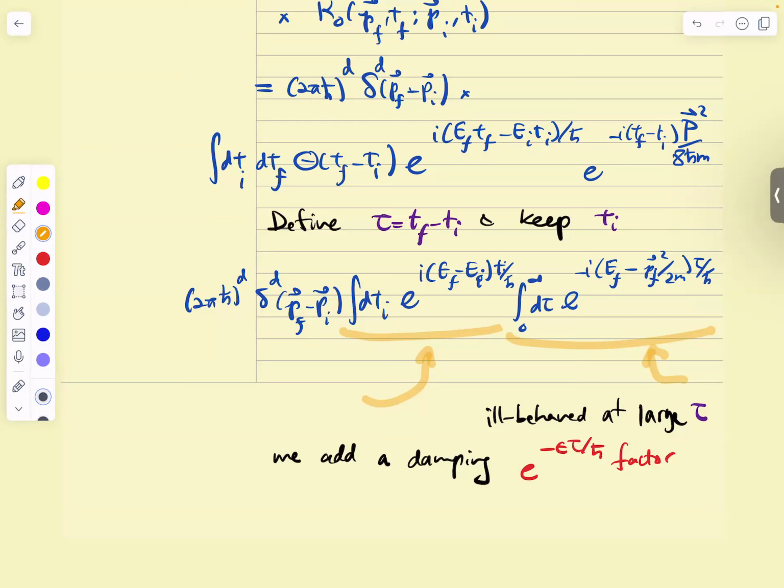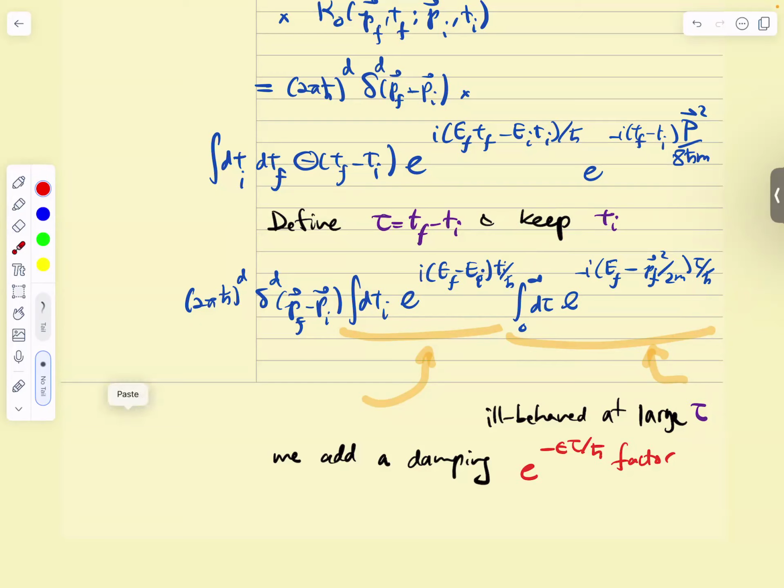All right, that integral is a little bit ill-behaved. Do you see why? Yeah, at large tau, it oscillates like crazy. So it's helpful to make this converge. This is, by the way, a standard thing in functional analysis, but as physicists, we usually give the physics picture. We say to make this converge, we add a damping term, e to the minus epsilon tau over h bar here. That will make this integral converge. We're suppressing the UV modes. We do that all the time.